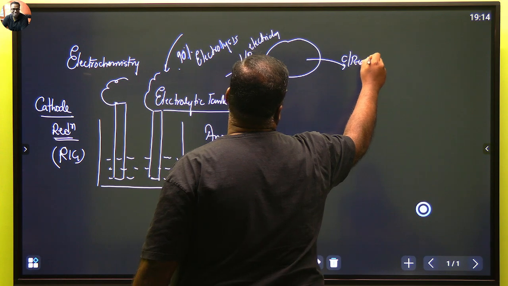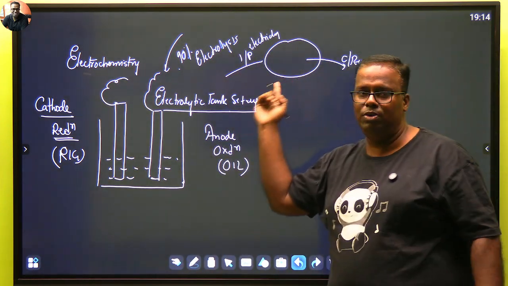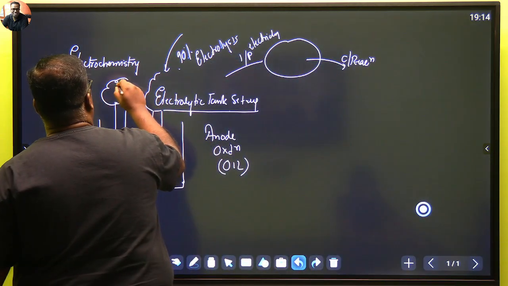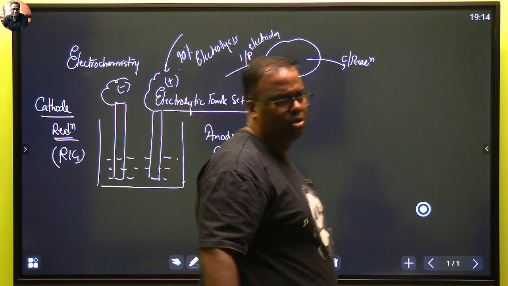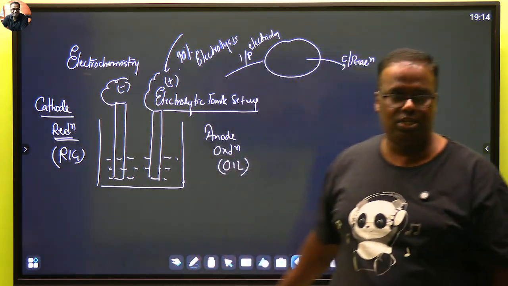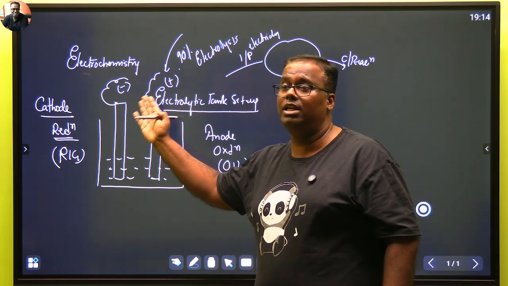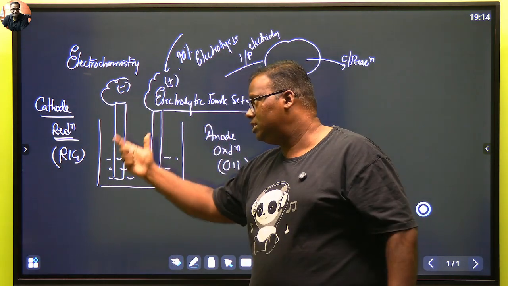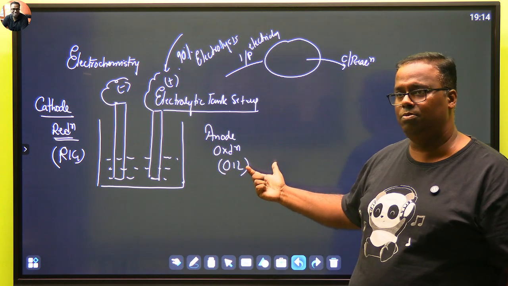Do you understand? In such type of electrolytic tank setups, obviously the cathode will be negative and the anode will be positive, which will be there in your book for everything that you study in this chapter. But don't make the mistake of learning that cathode is negative. Cathode ko negative karke nahi padhna hai. Cathode is the electrode where reduction takes place. Anode is the electrode where oxidation takes place.